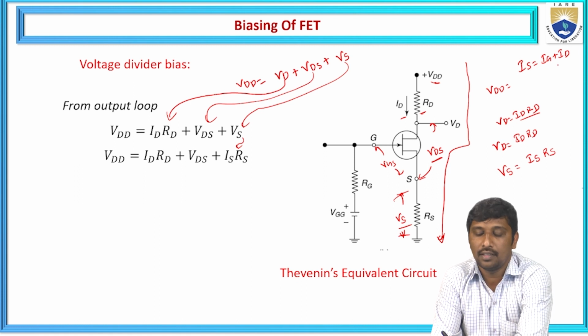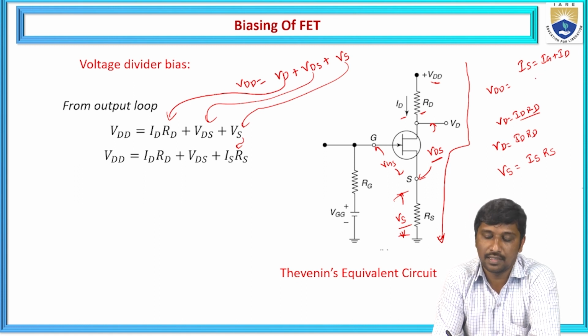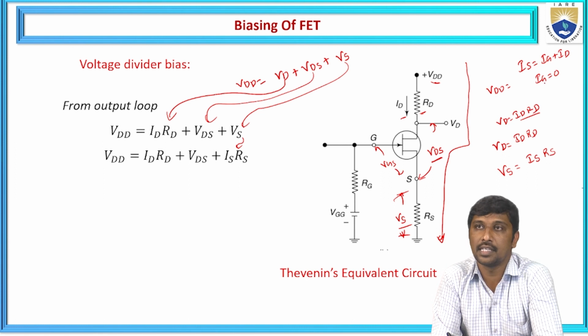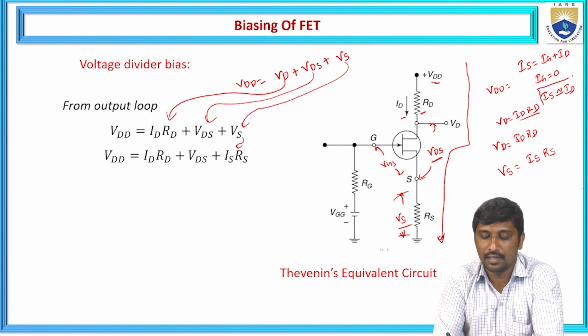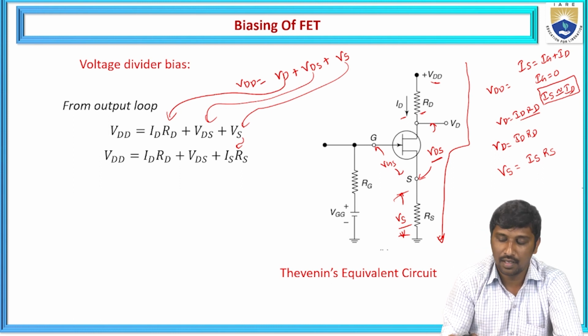So at this point of representation, we know that the gate current is very small. Hence, we assume that IG is equal to 0. If IG is equal to 0, the source current is approximately equal to the drain current. Hence, IS can also be taken as the drain current.